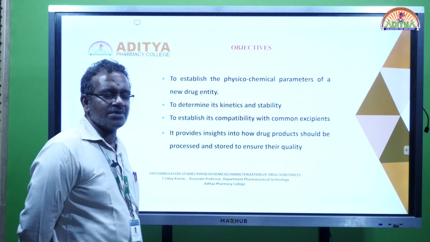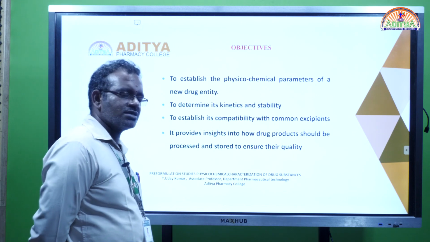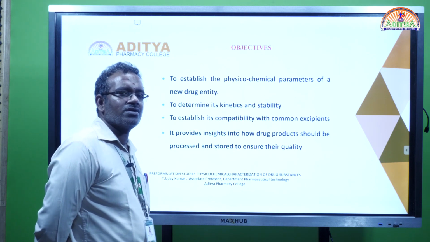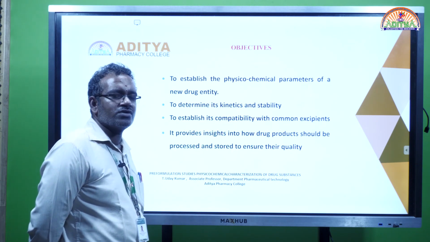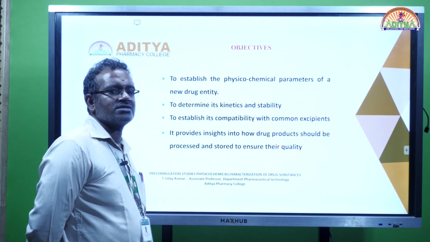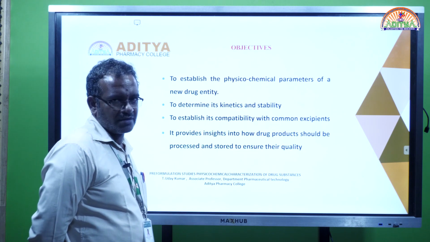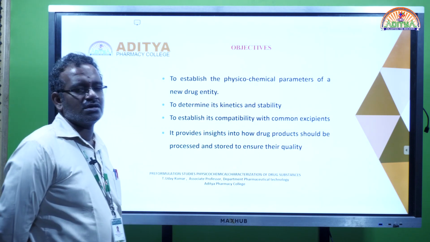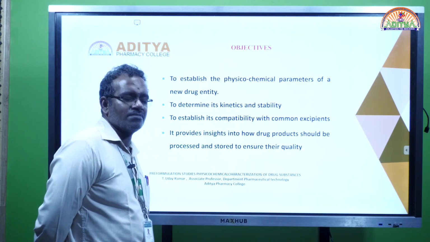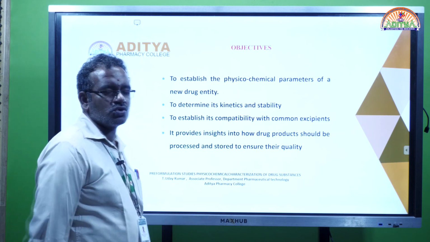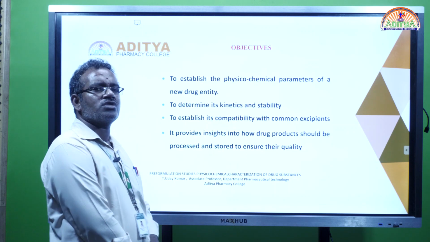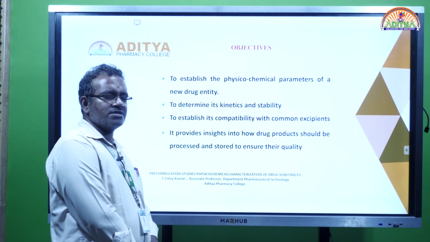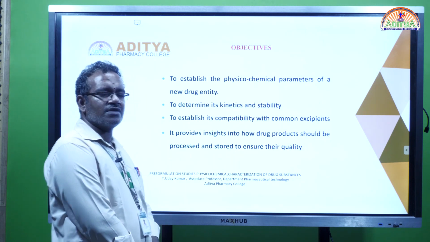What is meant by compatibility? Finally, a formulation contains both drug and excipients. Whatever excipient we add should be compatible with the drug. If the excipient is not compatible with the drug, what will happen? The properties of the drug will be changed. Understand? So before adding the excipient to the formulation, we check the compatibility of the drug and excipients. If the excipient shows a reaction with the drug, that excipient is not suitable for the formulation. That is, the excipient is incompatible with the drug. That means on addition of this excipient, drug properties will be altered.